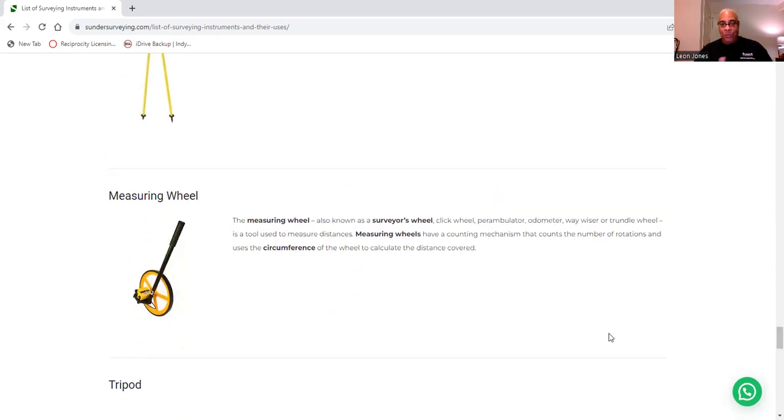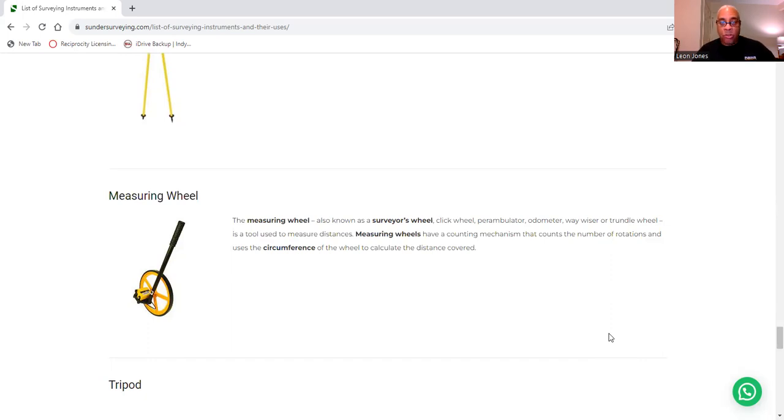Measuring wheel. I actually have one of these in the car. Now, when you measure, you hear that tick, tick, tick. Well, it's usually measuring inches. Measures feet, and you can get quantities, linear feet. Now, that's basically what a measuring wheel is used for.